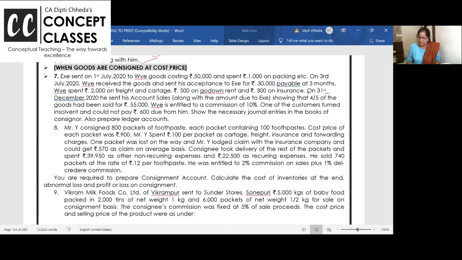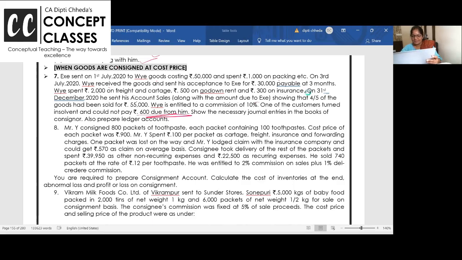On 31st December, he is giving account sales showing 4/5 of the goods have been sold. Y is entitled to commission. One of the customers turned insolvent and could not pay 600. Read the problem carefully so that you have a wonderful grip on that.